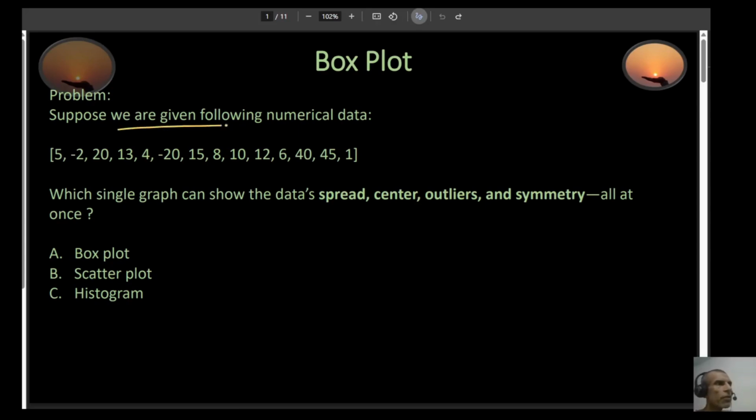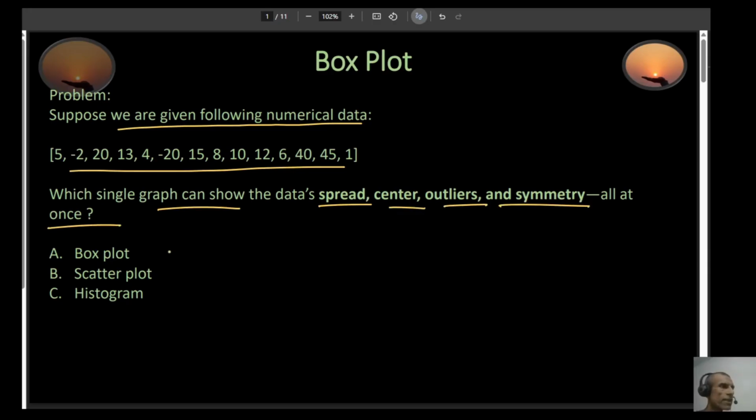Suppose we are given the following numerical data right here. Which single graph can show the data spread, center, outliers, and symmetry all at once? Is it A, box plot? Is it B, scatter plot? Or is it C, histogram? This session is about answering these types of questions.